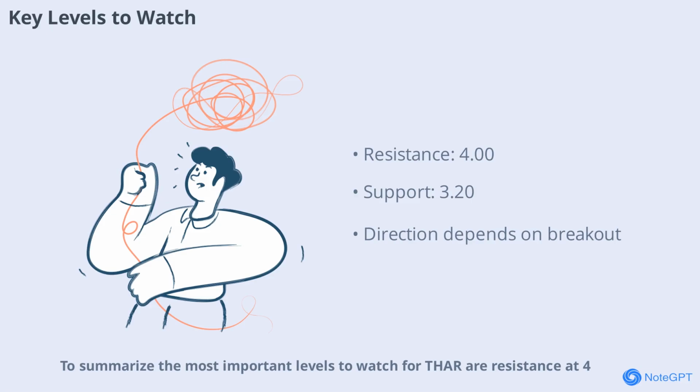To summarize, the most important levels to watch for THAR are resistance at 4 and support at 3.2. A sustained move above 4 could signal recovery and attract new buyers, while a drop below 3.2 may lead to further downside. These levels will likely determine the short-term direction and should be monitored closely by anyone trading this stock.